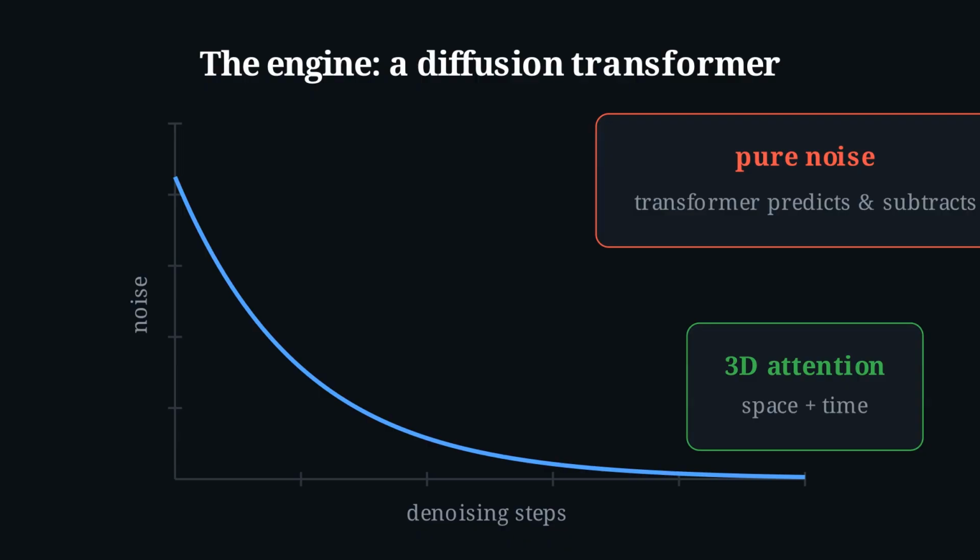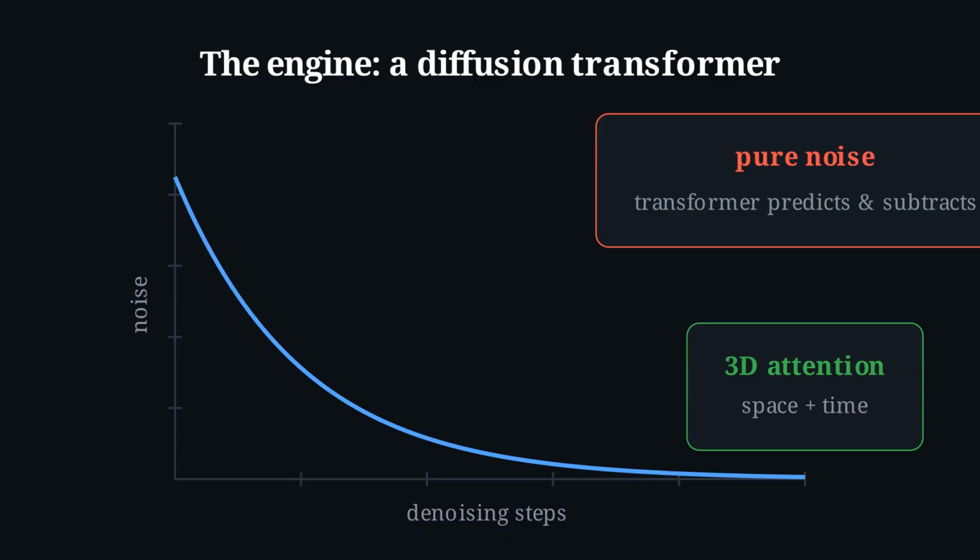The denoising happens in steps, and at each step the transformer looks at the current noisy latent, the time step, and the text conditioning, and predicts how to clean it. Optimized versions use far fewer steps, trading a little quality for speed. The more steps, the sharper and more coherent the result.